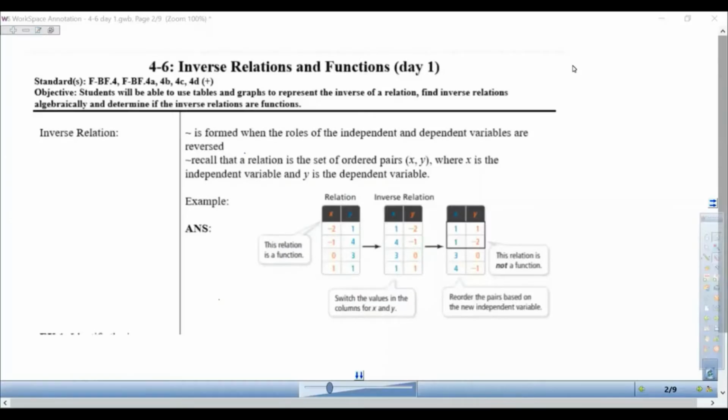For 4-6, we're looking at inverse relations and functions. So we're finding inverses, and then we're determining whether or not those inverses are functions. And we'll look at how I can tell whether the original is a function or not.